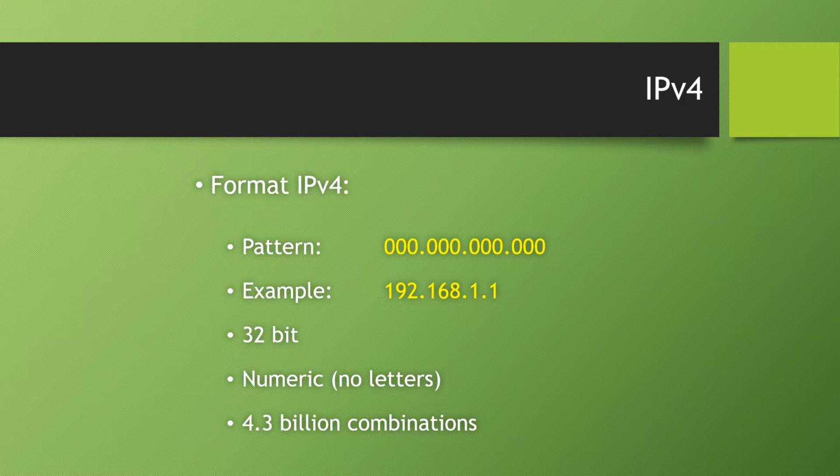This is called a 32-bit addressing system, so numeric, no letters, 4.3 billion combinations, which seems like a lot, but worldwide that really isn't that many combinations. So the next format has come into use for that reason.